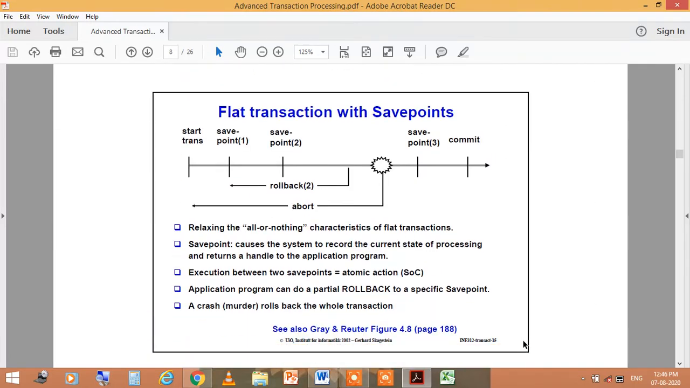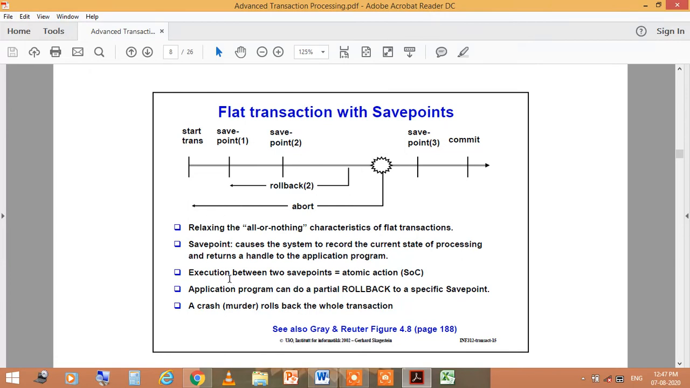Next is flat transactions with save points. In this transaction with save points, you see this diagram. Here this is the start of the transaction. There is save point 1, save point 2, save point 3. In between these save points there is a condition of abort, and in between these there is a condition of rollback too. Rollback means, as I said, go to the previous one if there is some kind of error or some bug. So the thing is rollback.